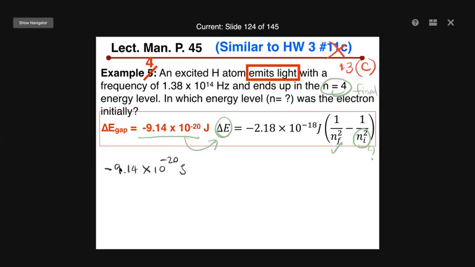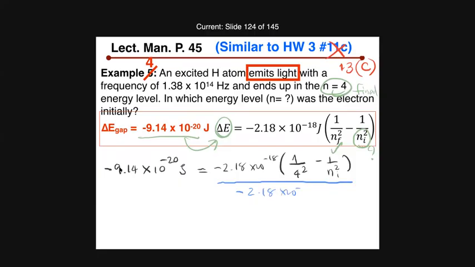Okay, so in this case, I'm going to set this equal to negative 2.18 times 10 to negative 18, and then 1 over n final, which would be 4 squared, minus 1 over n initial squared. So this is initial. What you are going to do is one step at a time. If you are good at math, you can go ahead and do it all at once. But for this one, just to be safe, you need to do one step at a time. So start by dividing both sides by negative 2.18 times 10 to negative 18. That's what I'm going to do. So these cancel out.